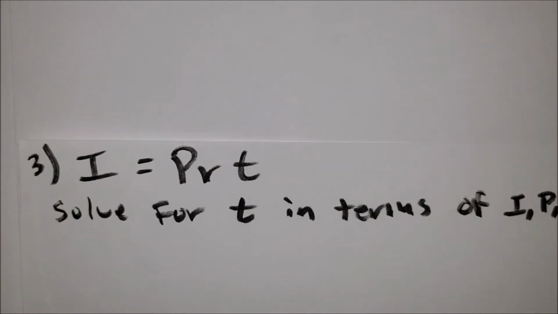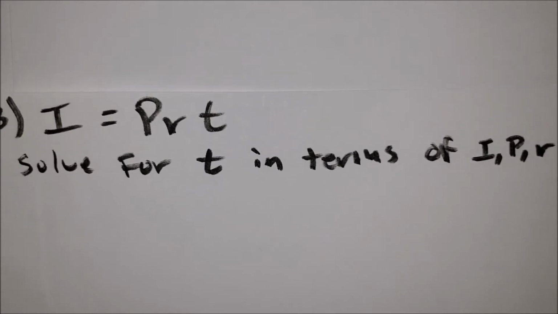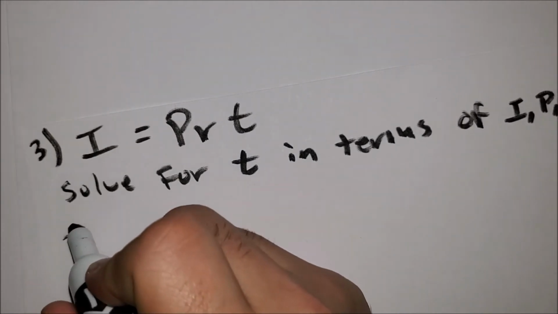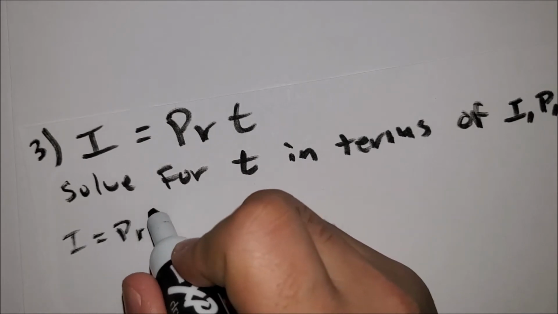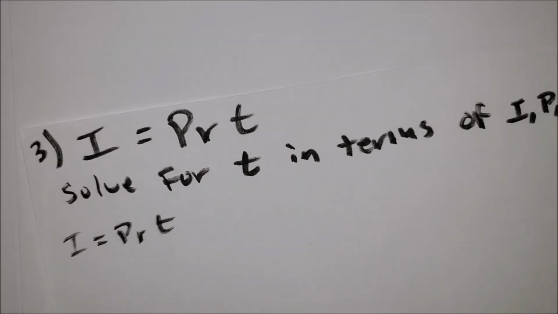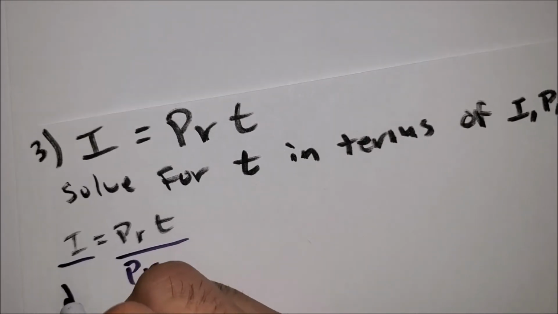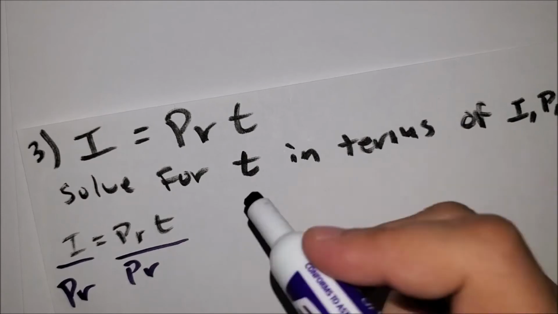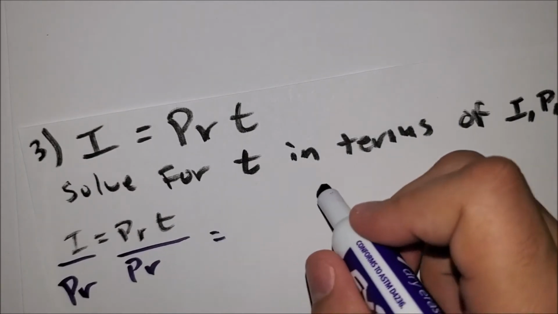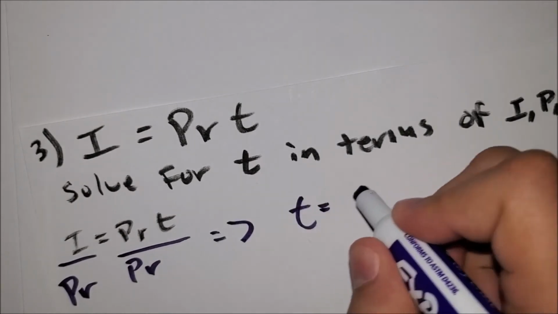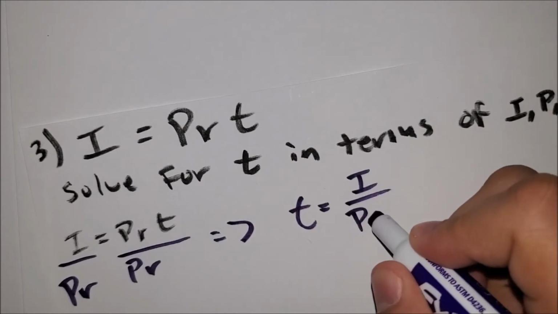So now let's look at our interest formula. Here we're going to solve for T in terms of I, P, and R. So we have I equals PRT, and we want T by itself. So all we do is we divide out P and R from both sides. And this gives us T equals I over PR.